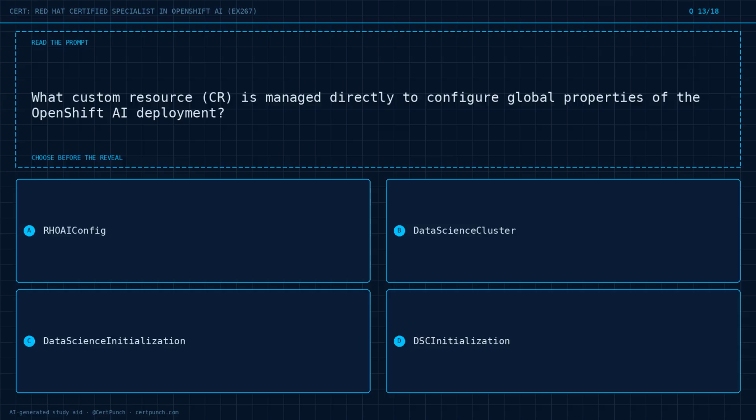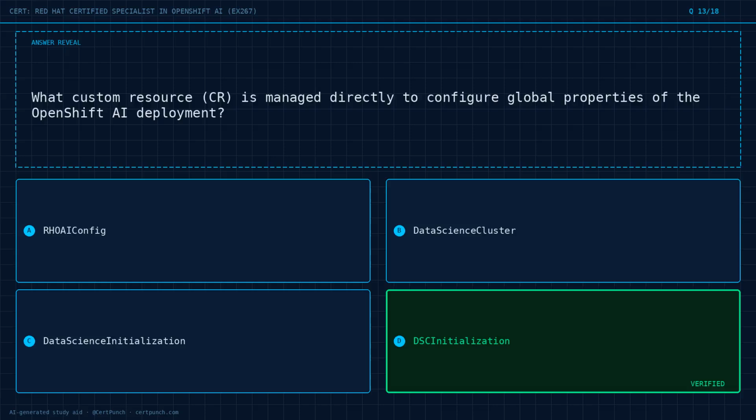Question 13 of 18. What custom resource, CR, is managed directly to configure global properties of the OpenShift AI deployment? Option A. RHOI config. Option B. Data Science Cluster. Option C. Data Science Initialization. Option D. DS Initialization. Choose the best answer before the reveal.